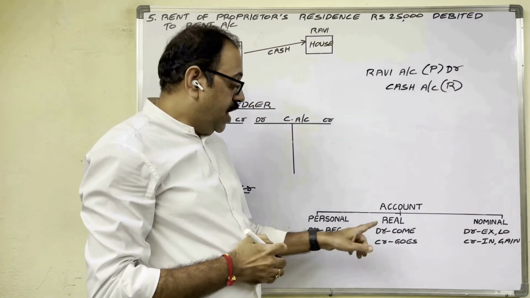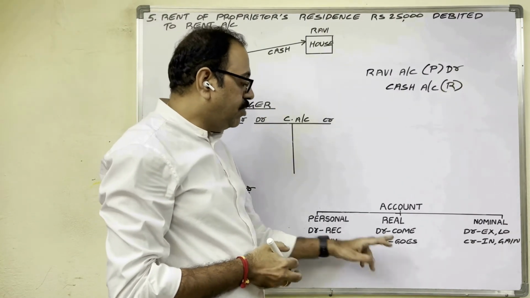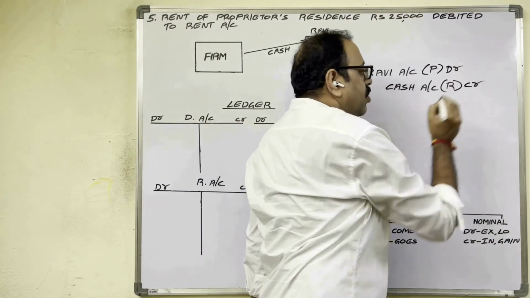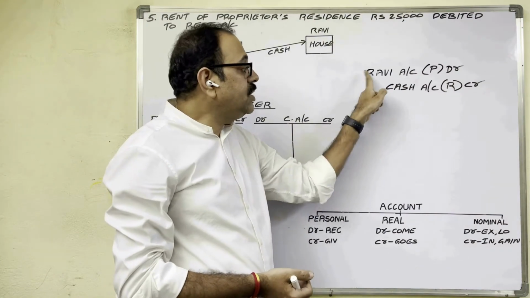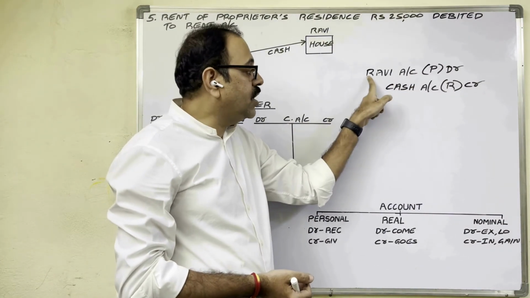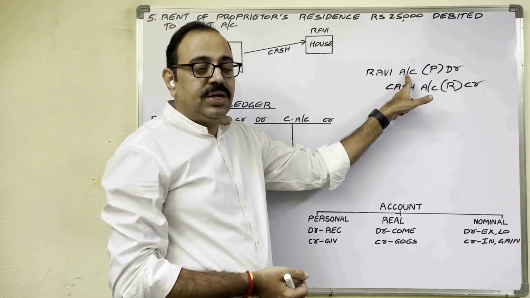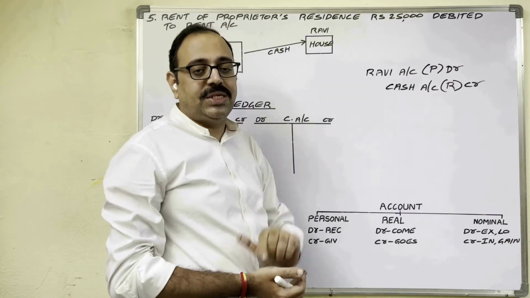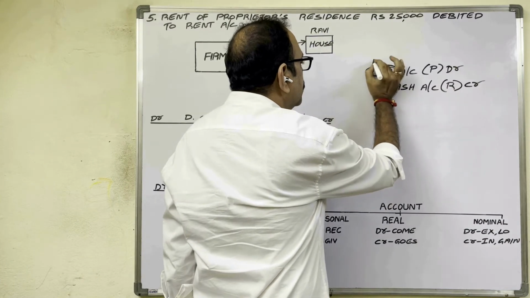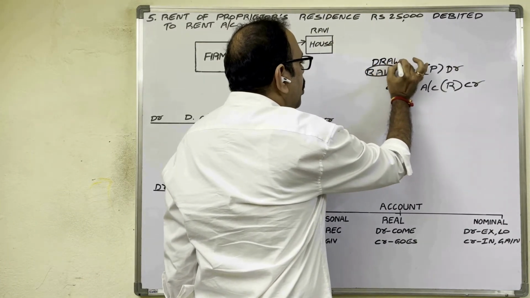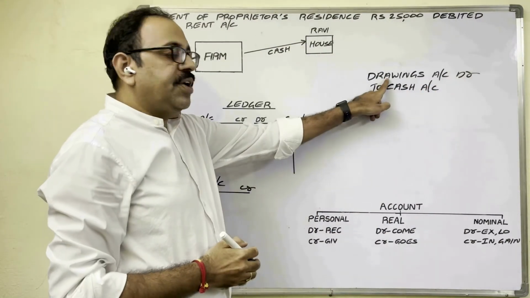Real account rule: debit what comes in, credit what goes out. From the firm cash is going out, so the second line is applicable. Credit the cash account. And the owner's name we should not record in the books. If the owner's name comes in credit, instead of the owner's name we should write the word capital. If the owner's name comes in debit, instead of that name we should write drawings account. The owner's name is coming on debit now. Instead of Ravi account, we should write drawings account. The final entry is drawings account debtor to cash account. This is the correct entry.